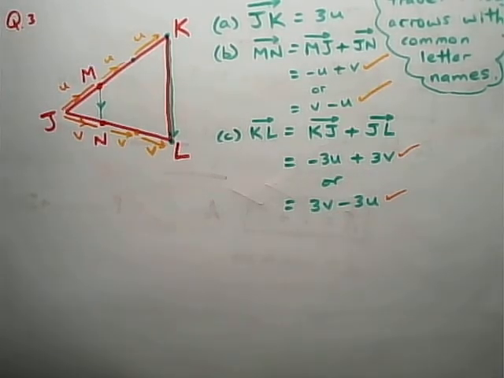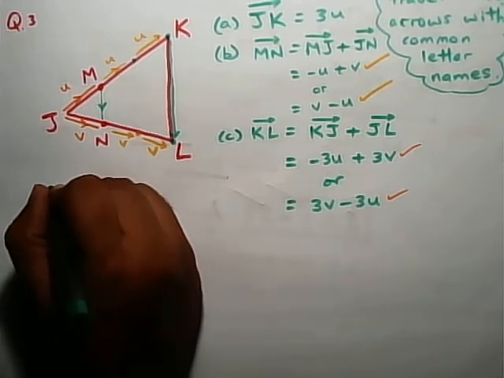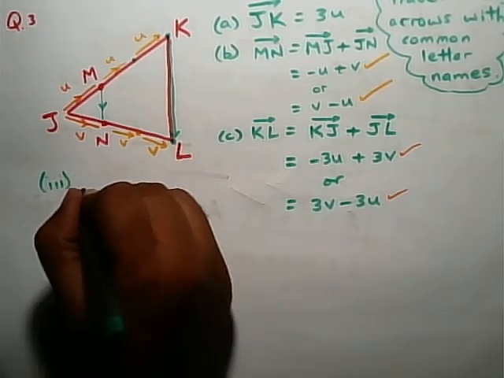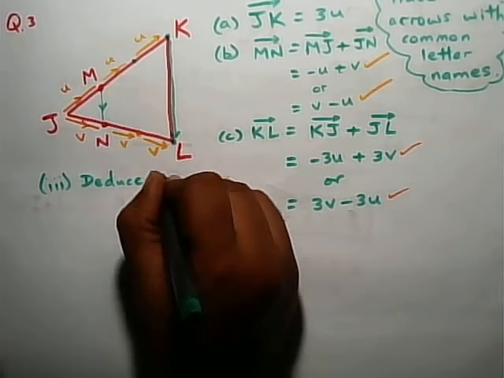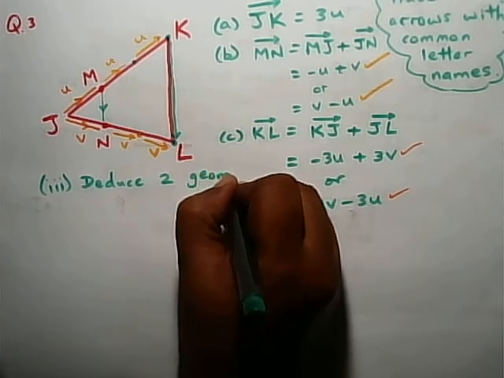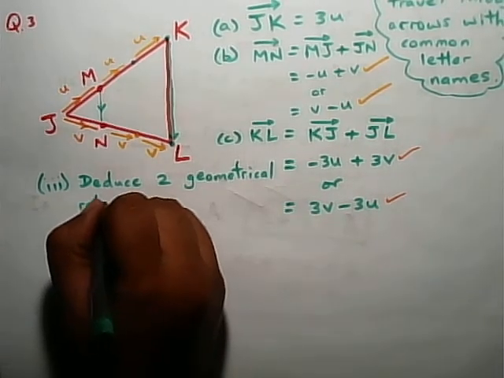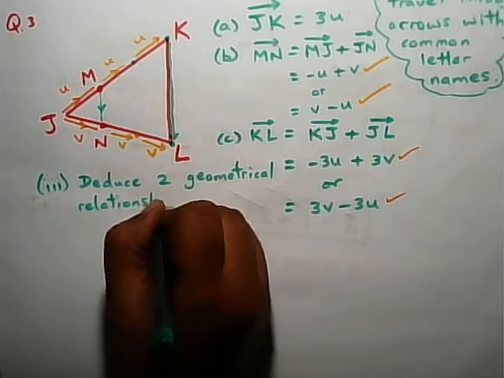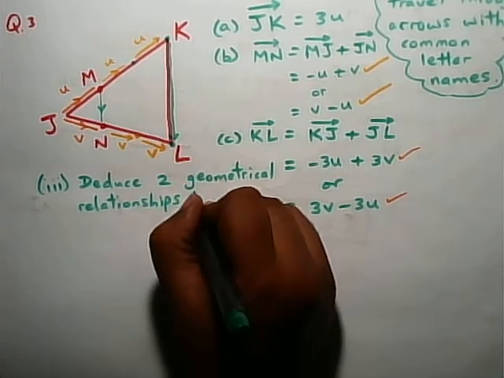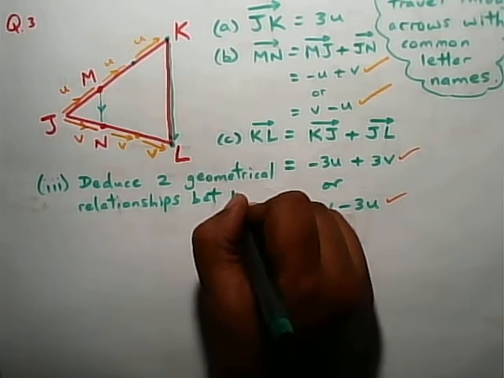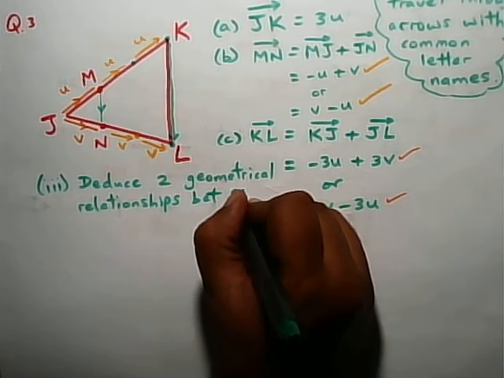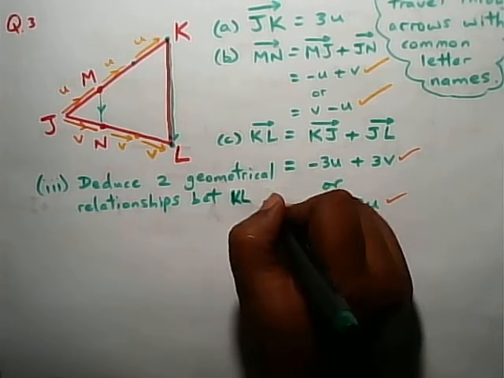All right then. Now let's look at part 3 of the question. They said use your findings in B part 2 and deduce 2 geometrical relationships between KL and MN.